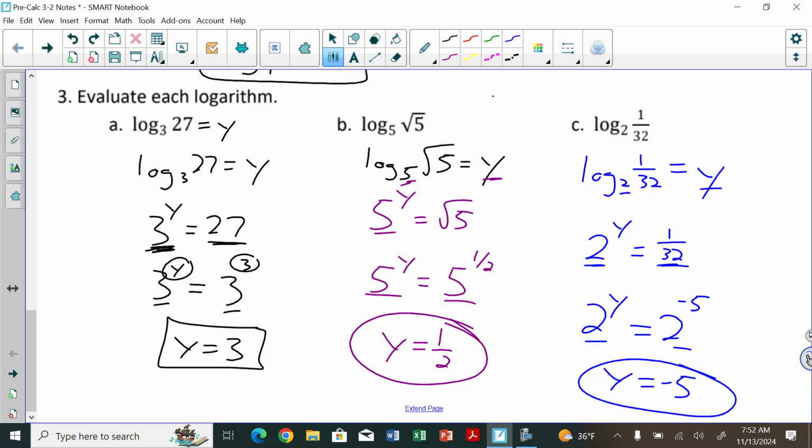Okay, we are cruising. All right, so now let's look at basic properties of logarithms.